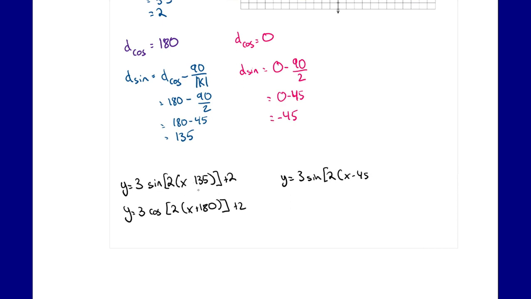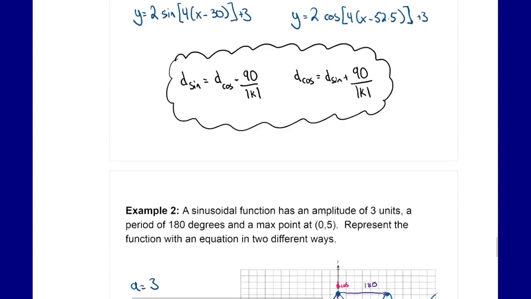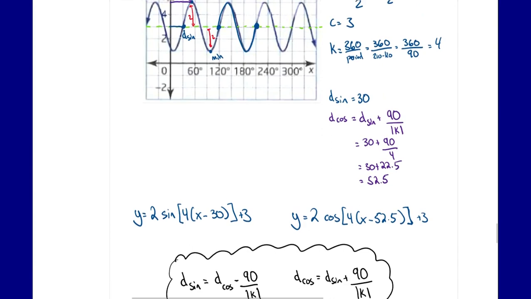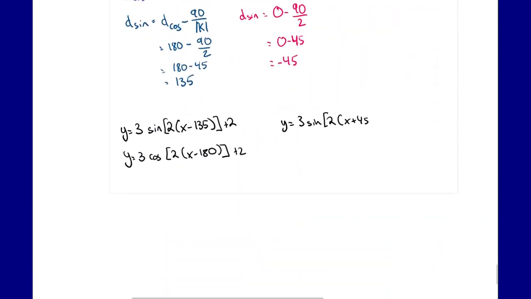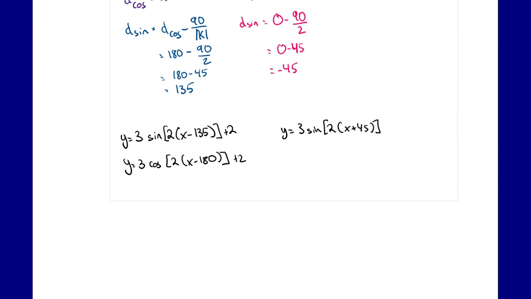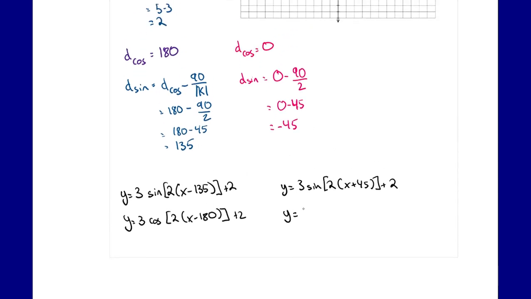Oh, wait, my mistake. It should be the opposite of what we see. So let me check, I hope I didn't go back and make that mistake. No, I did not. Good. I just want to make sure I didn't make that mistake, because that means I might have had to restart, or you'd have to go back and fix it. So plus 45 because we're moving to the left, but still plus 2, and then y is equal to 3 cosine 2x. There's no adding or subtracting anything, and then plus 2.